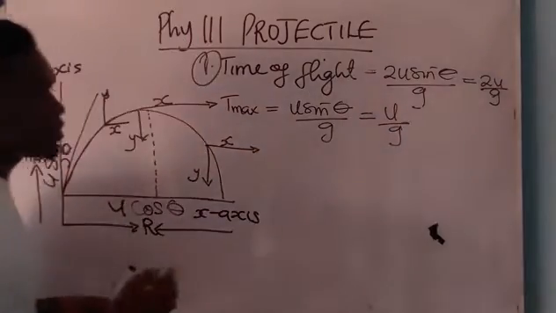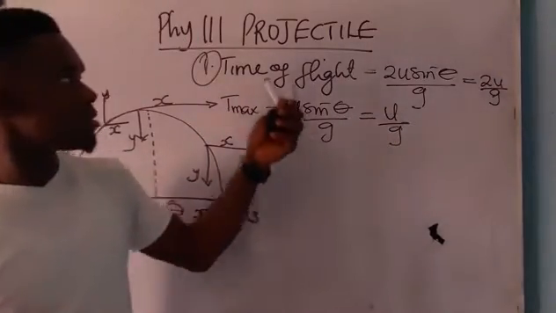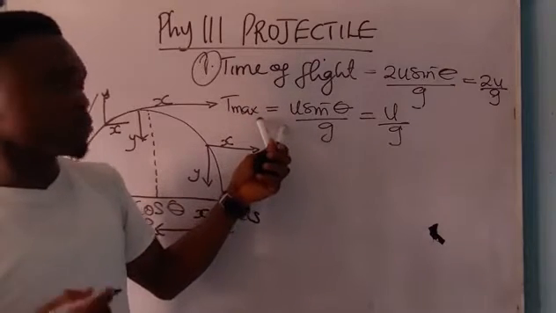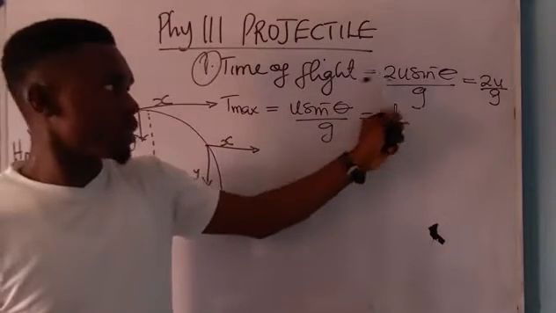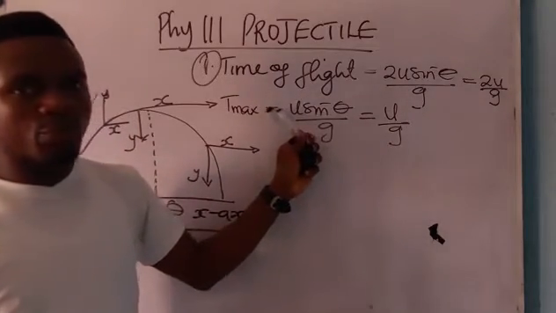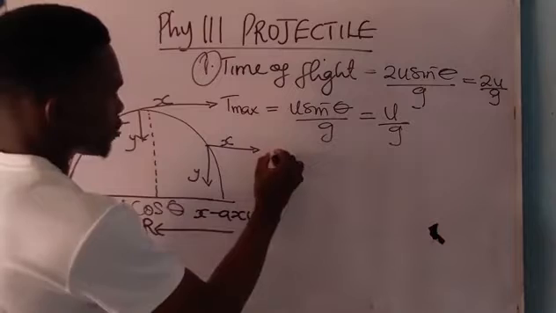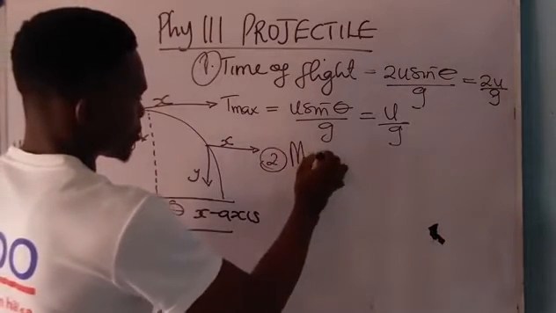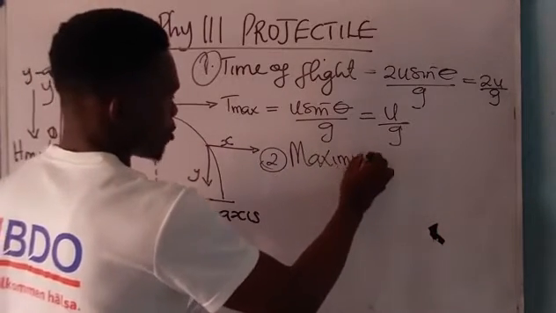Which means that what distinguishes time of flight from time to reach the maximum height is just the 2. There's 2u in time of flight, but there's just u in time to reach the maximum height.